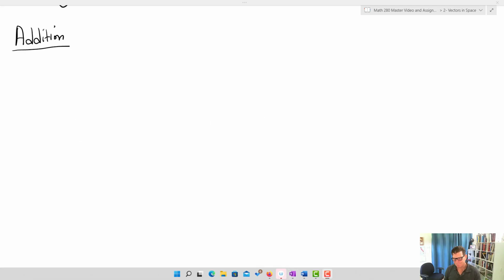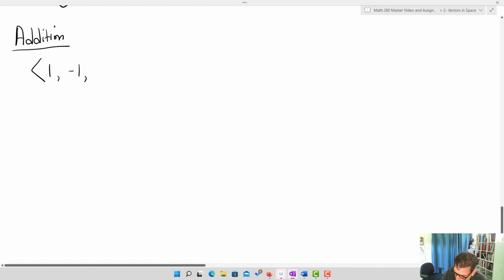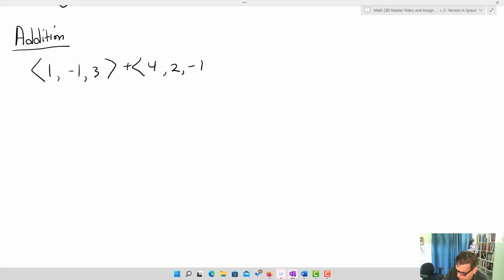Next up, we have addition. And addition is exactly the same as it is in 2 dimensions. We're going to add component-wise. So for example, let's say I have 1, negative 1, 3, and I want to add to that 4, 2, negative 1. What I'll do is add the x components. So I've got 1 plus 4, that's 5. Negative 1 plus 2, that's 1. And 3 plus negative 1, that's negative 2. And there's my addition. That's how it works. That's all we need.